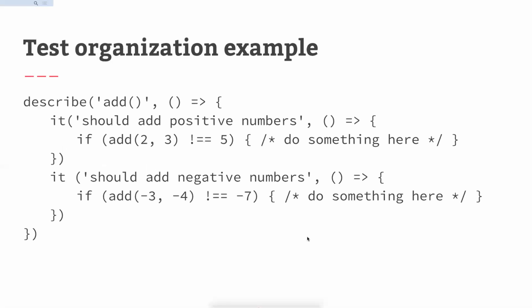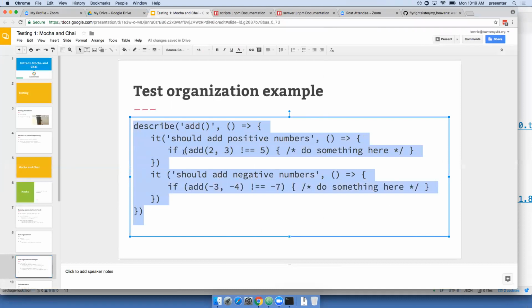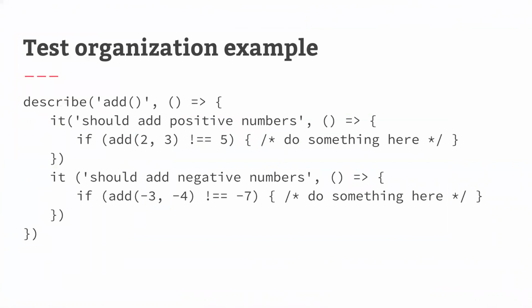So here, let's say I have this describe add. The function that I'm looking at is add. And notice describe takes two arguments. It takes a string, which in this case is my add function. You don't have to put the parentheses here; I just did to indicate it's a function. And the second one is a function, so I have an anonymous function here.